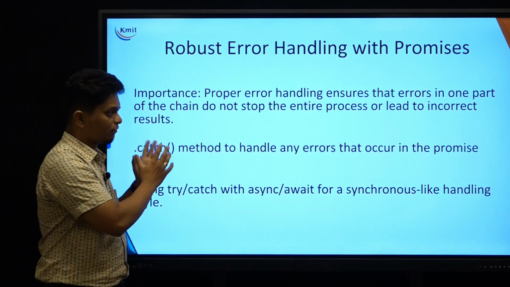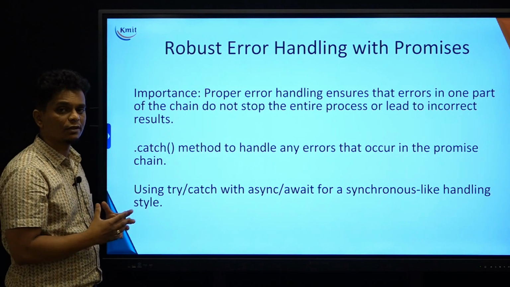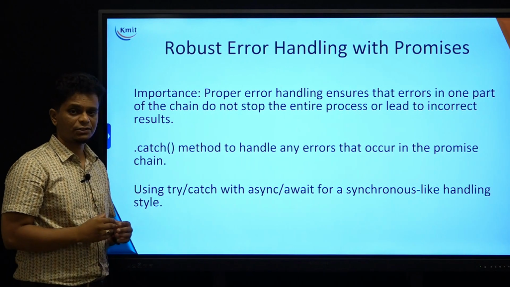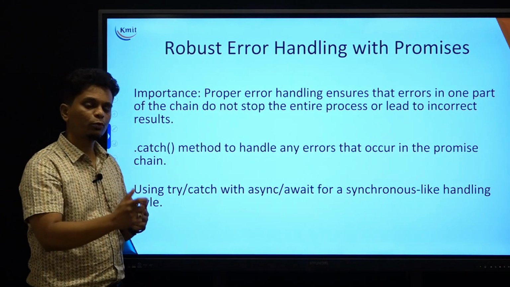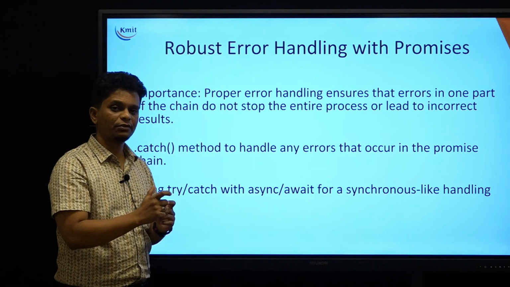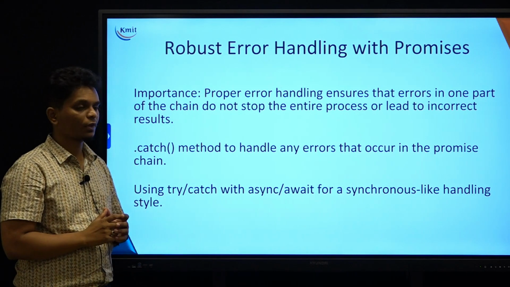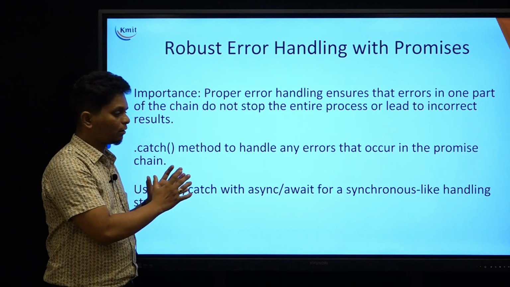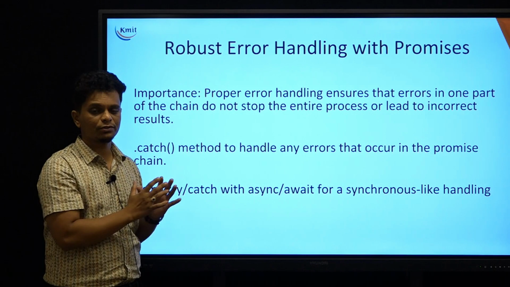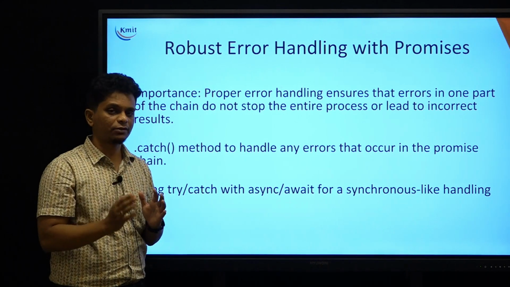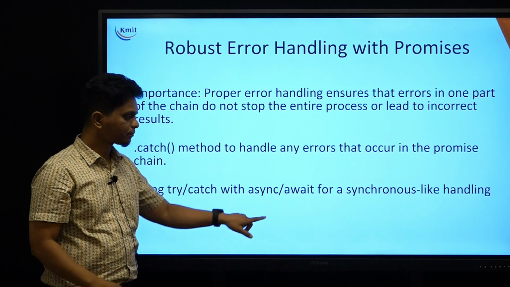And promises, once again I repeat, come with a very robust error handling method, that is dot catch. Dot catch can easily identify at what point the error has occurred and at what point the promise has rejected it. Okay, so these are the methods that are related to promises, and you please practice these promises during your lab sessions.